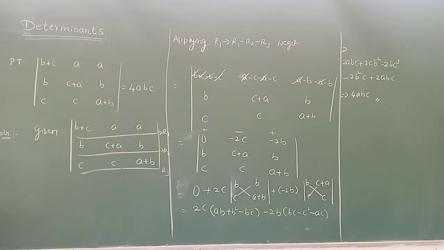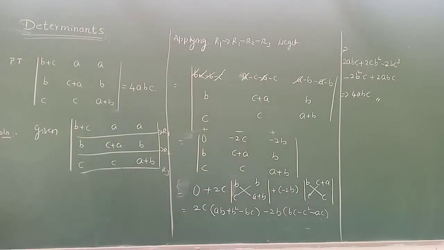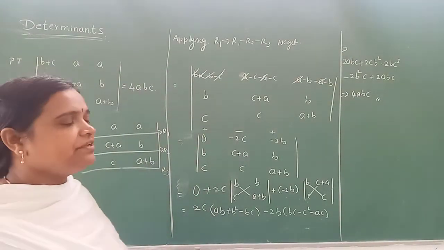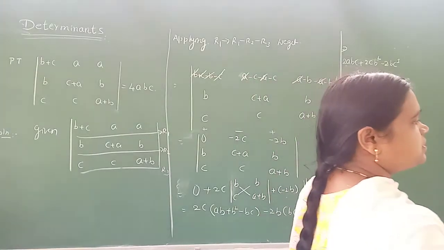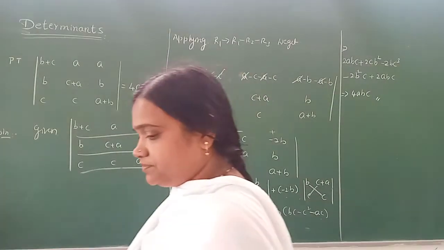Remember that using the properties of determinants, such type of example is asked in the exam for 4 marks, any one question. And this is a part E question. Okay. We will take the next example.